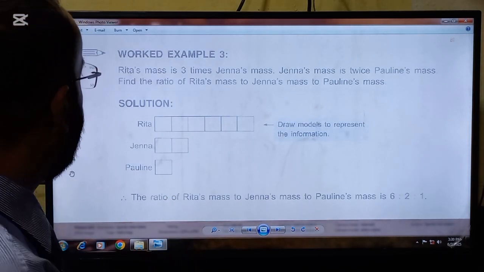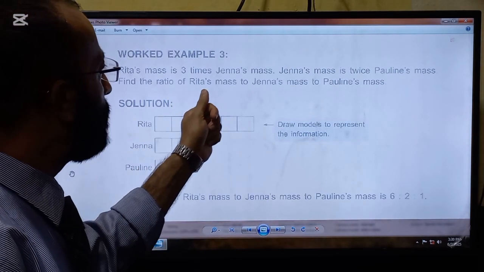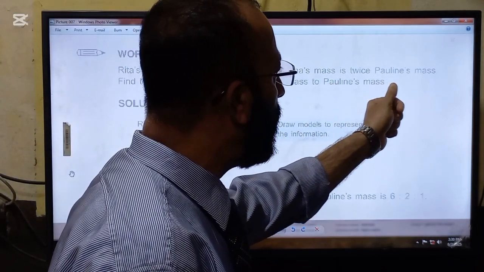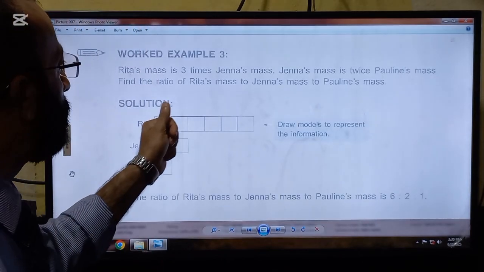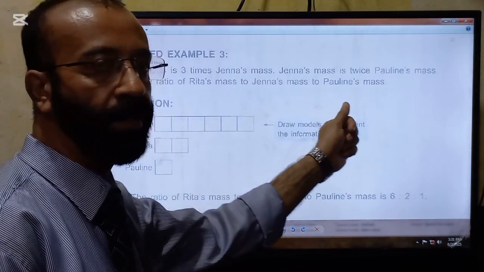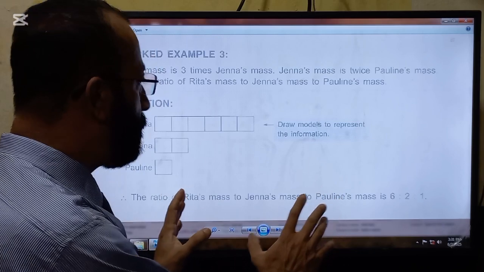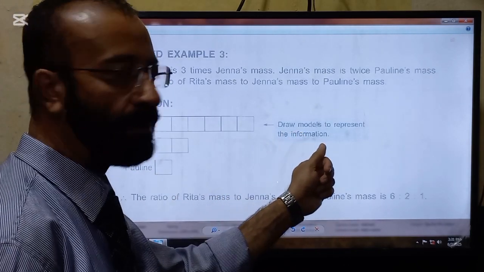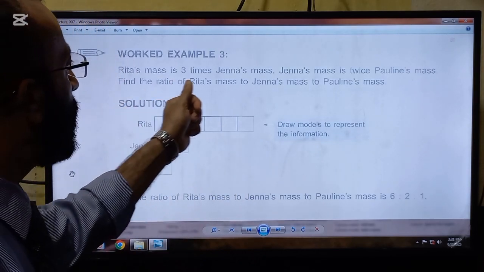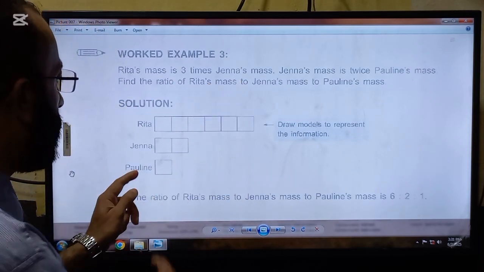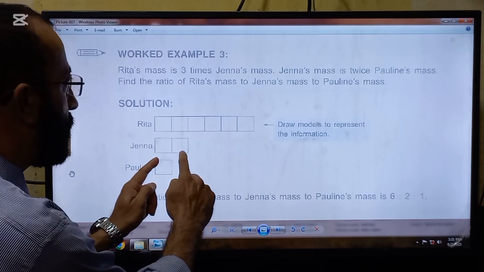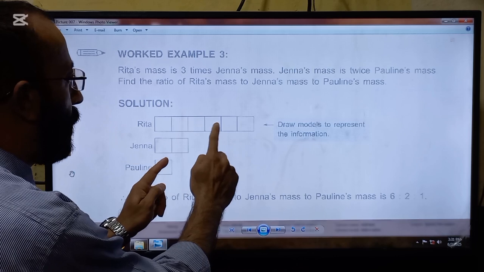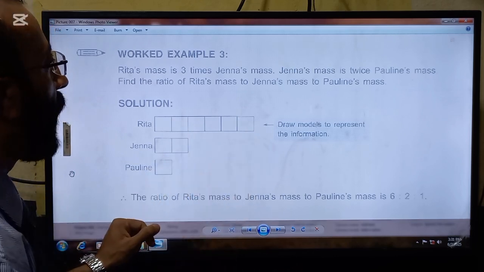Here is another question. Rita's mass is 3 times Jenna's mass. Jenna's mass is twice Pauline's mass. Find the ratio of Rita's mass to Jenna's mass to Pauline's mass. Okay, first we are going to solve the question using a drawing model. So look now, Rita's mass is 3 times Jenna's mass. So if Jenna's mass is 2 boxes, Rita's mass is 3 times. So 3 times 2 will be 6. 1, 2, 3, 4, 5, 6 boxes.